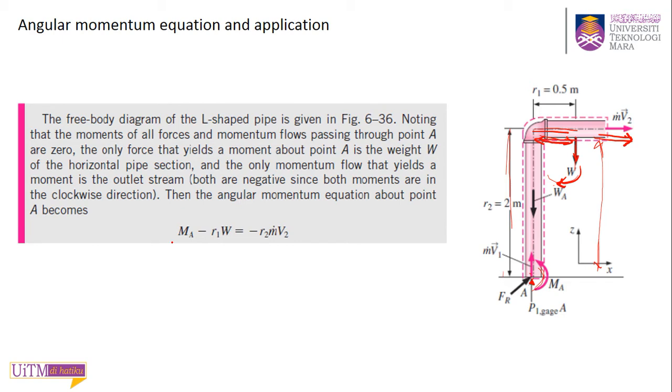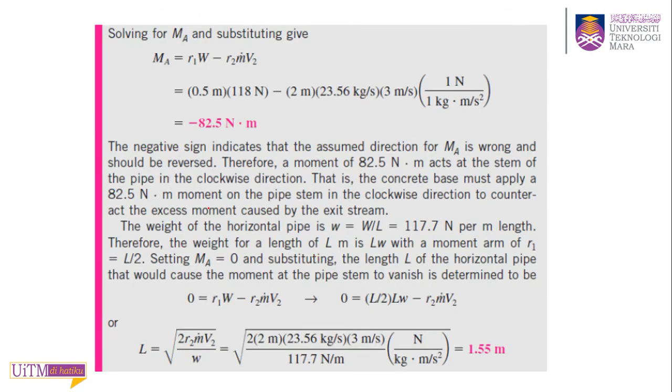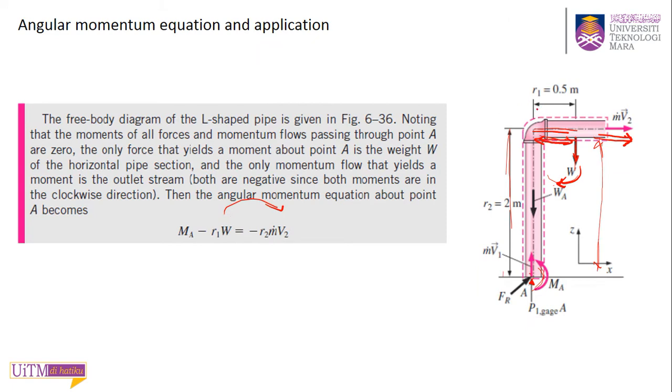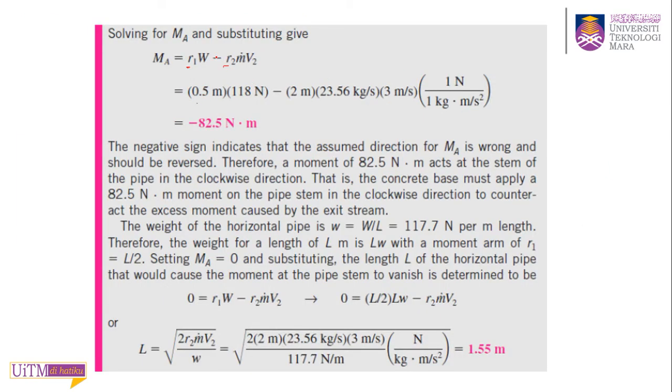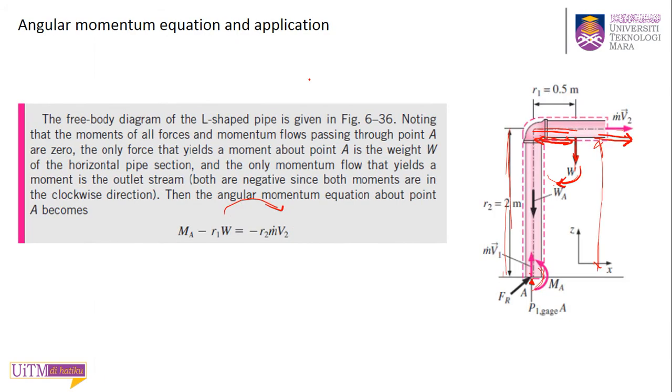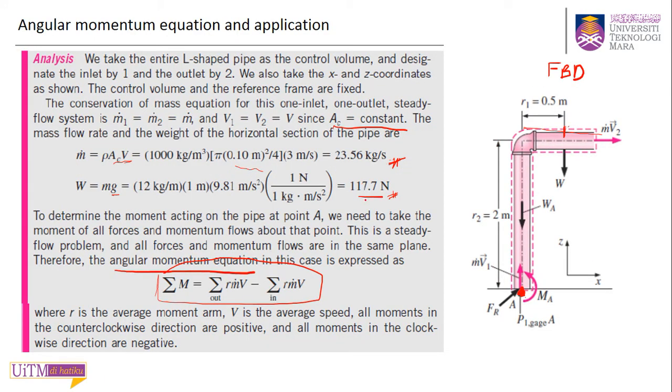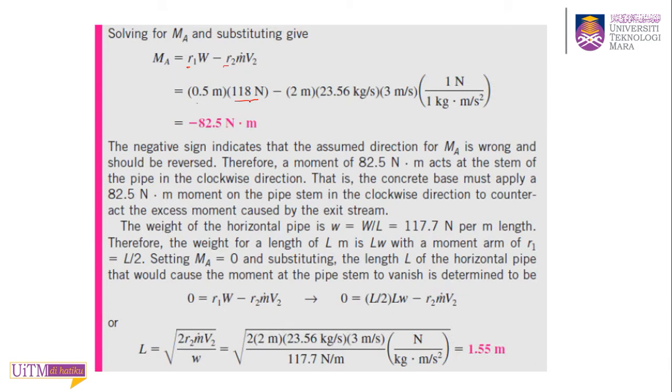equation. And when you rearrange, you bring this one to the other side. So you will have your moment at point A equal to R1 times W minus R2 times M dot times V2. So you have your R1, you have your R2. R1 is equal to this 0.5 for W, and R2 is 2 meter for M dot V2. So 0.5 times W. You already calculated your W earlier. This one 117.7. Okay, so they just use 118.